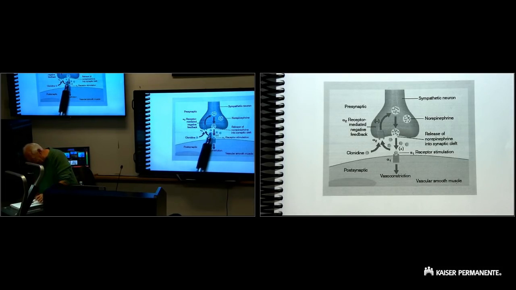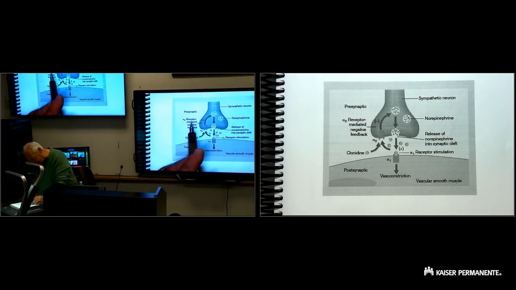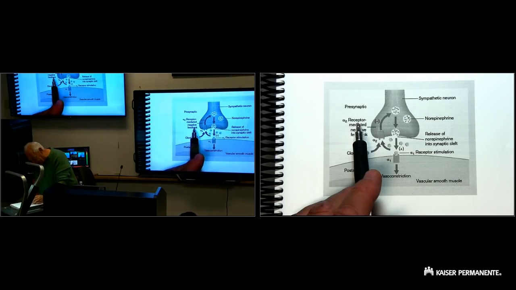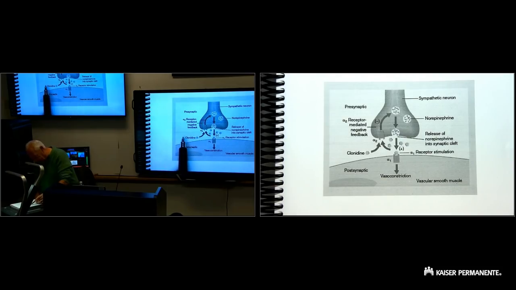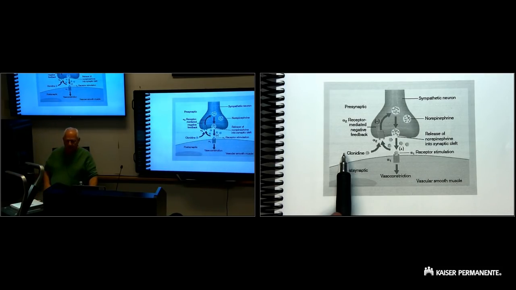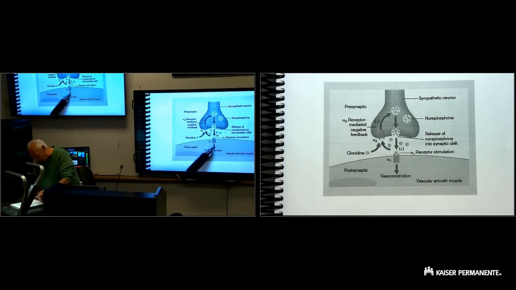Some of it feeds back on the alpha-2, and you get a negative feedback. So alpha-2 receptor mediated negative feedback. That's why they have the minus sign there. Clonidine and dexmedetomidine do the same thing. They're an agonist at alpha-2 presynaptics, and they decrease catecholamine release.